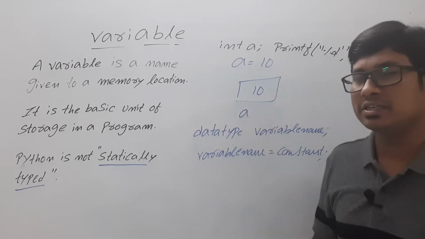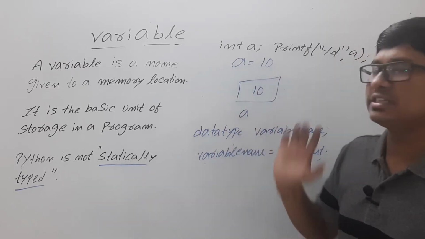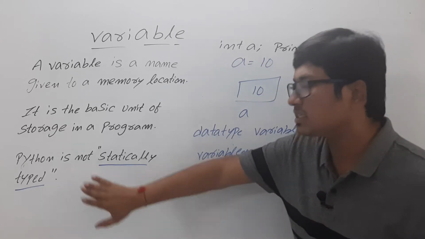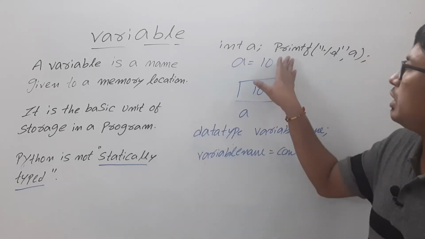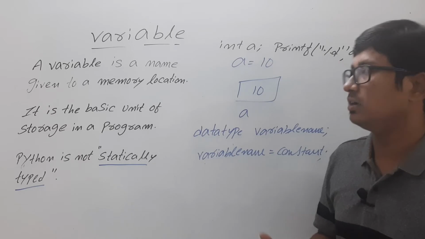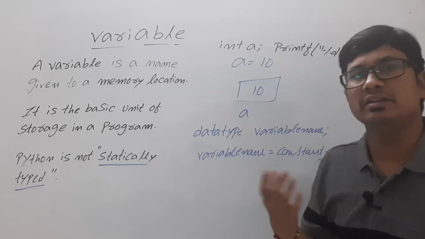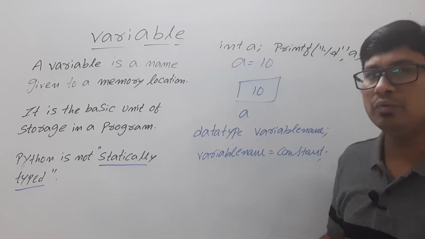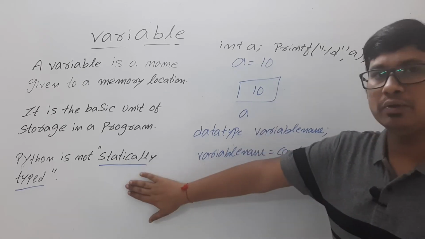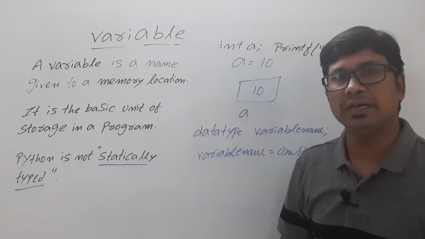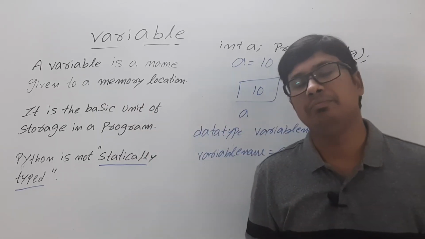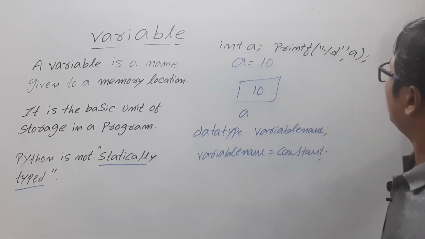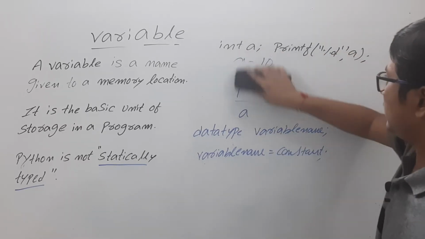Now you can ask me, sir, in the Python series, why are you teaching C? Because you need to understand this. Now let me discuss what will happen in Python. Okay, this is the way you will write it in the C language, but how will it work in Python? Now whenever you are using any variable in Python, you need not declare it. Directly you can assign the value to the variable.